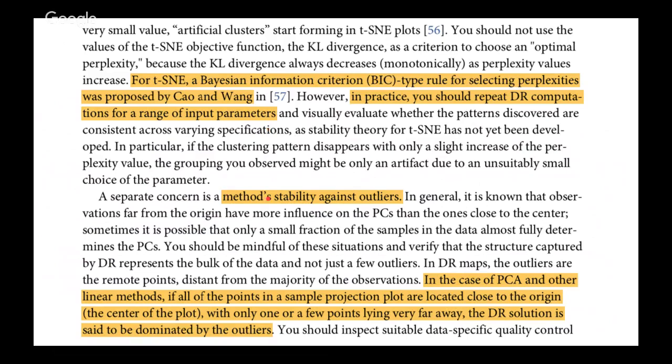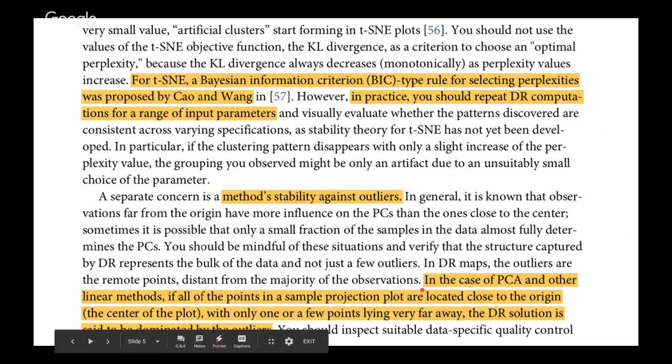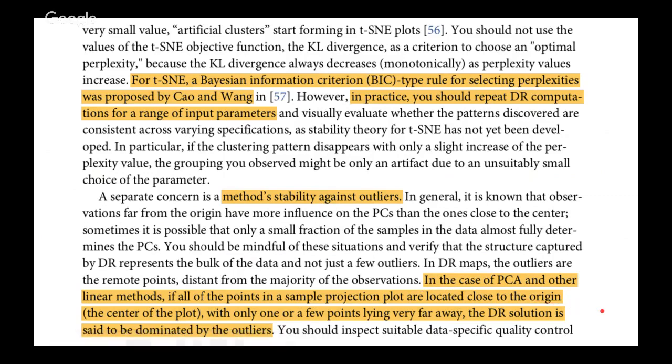Finally, a separate concern is the method stability against outliers. And outliers are quite common in biology and microbiology, multiomics, but difficult to describe. I mean, what you think is an outlier, someone else may think is giving relevant information to the study. In the paper, they say, in the case of PCA and other linear methods, if all of the points in the sample projection plot are located close to the origin, and there are only a few points that lie very far away, the DR solution is said to be dominated by the outliers.